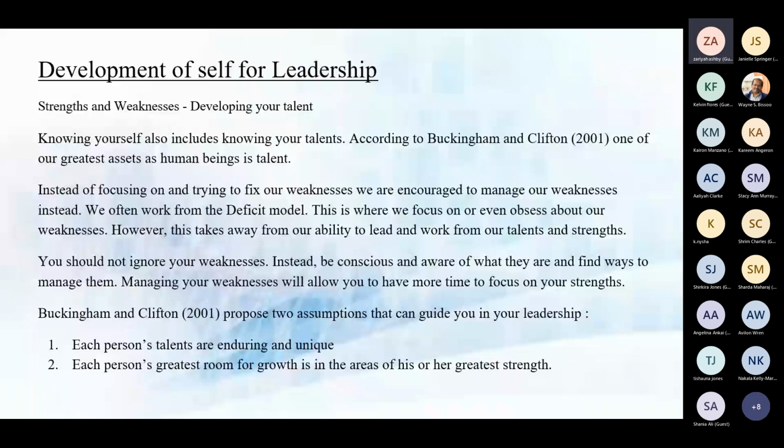Buckingham and Clifton propose two assumptions that can guide you in your leadership. So one is that each person's talents are enduring and unique, and each person's greatest room for growth is in the areas of his or her greatest strength.